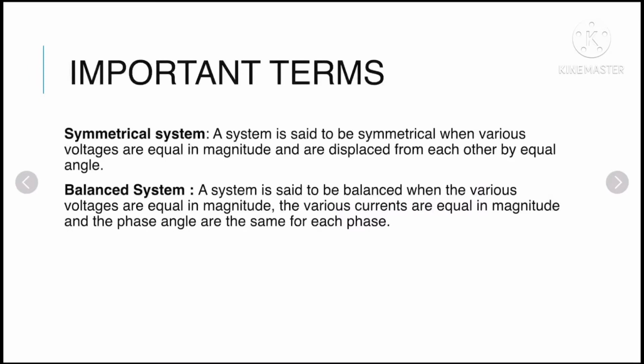Now what is a balanced system? A system is said to be balanced when it has voltages of equal magnitude as well as currents. Current will also have equal magnitude in each phase, but both quantities will be displaced by equal angle, that is again 120. Hope you have understood. Symmetrical means equal voltage displaced by equal angle. Balanced system means current as well as voltage, both quantities will be the same in each phase magnitude-wise and will be displaced by equal angle, that is going to be 120.